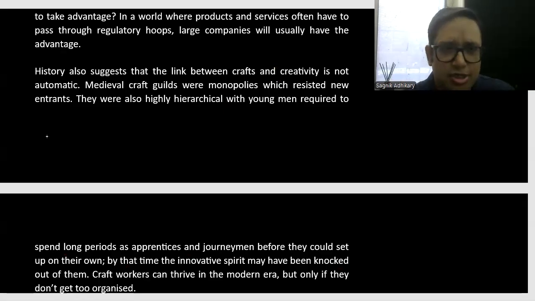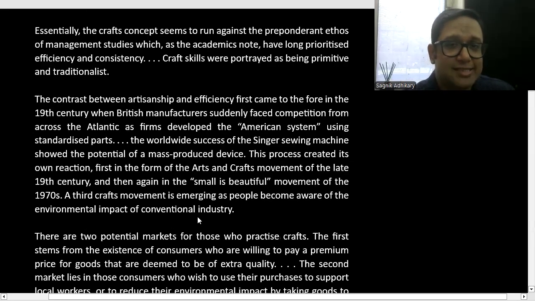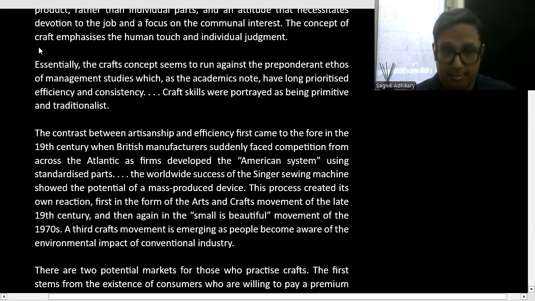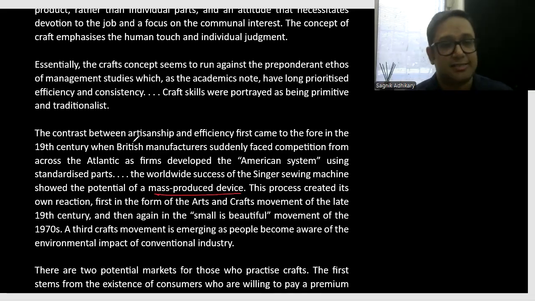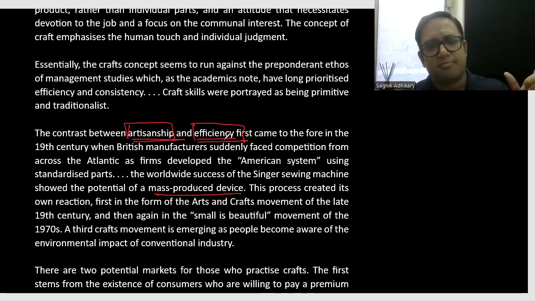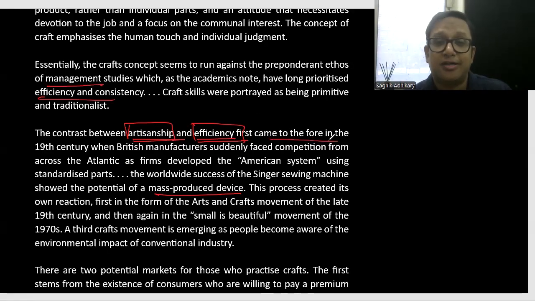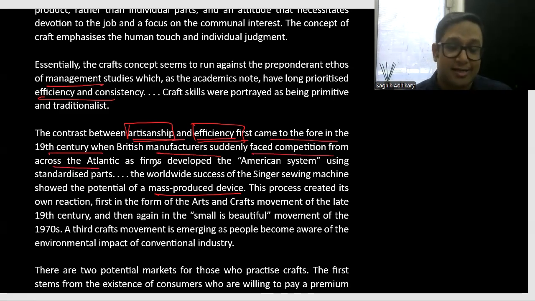In terms of mass production, this is not directly mentioned, but we can see some of that from the third paragraph right here, because the third paragraph specifically talks about mass production or mass-produced devices. The contrast between artisanship and efficiency. We know artisanship is talking about crafts, and efficiency is talking about the management model, which is mass production. Talking about efficiency, consistency, what we have established here, first came to the fore in the 19th century when British manufacturers suddenly faced competition from across the Atlantic as firms developed the American system using standardized parts.